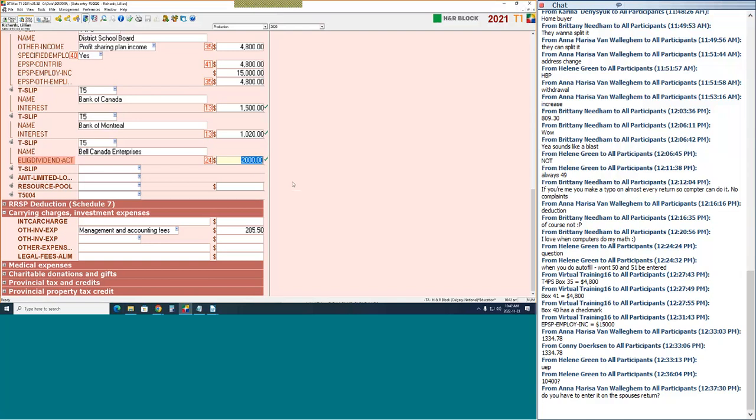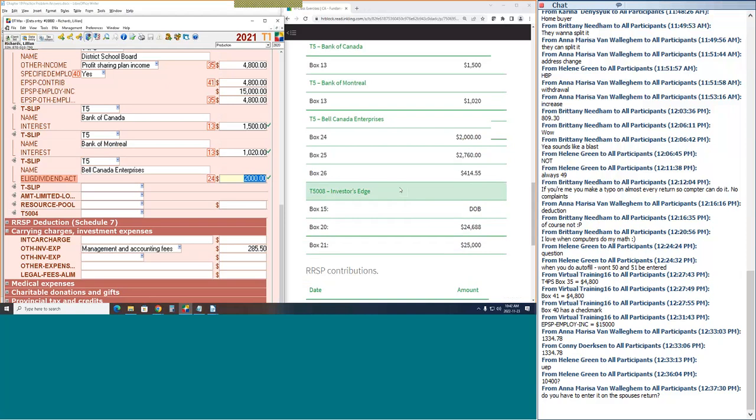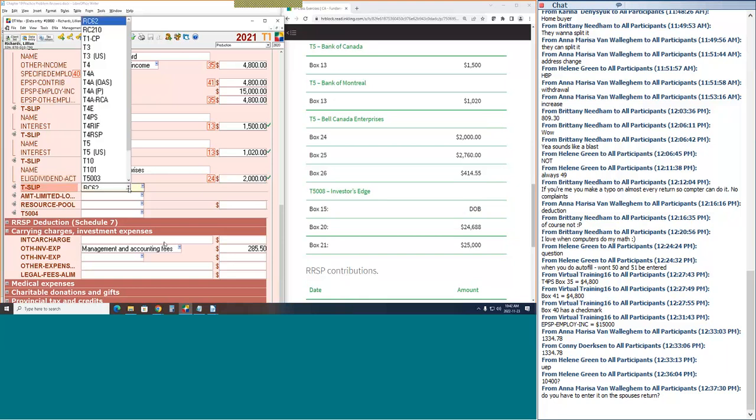Going to jump ahead. I want to get as much done as I can before we take a break, but I will make sure you get one more break today. We're going to talk about the next slip that she has, which is her T5008, which is Investor's Edge. For this course, we are going to test you on Treasury bills, but in real life, you will see T5008s for other things as well. So I'm going to show you a little bit about each of those, but we're only going to test you on Treasury bills.